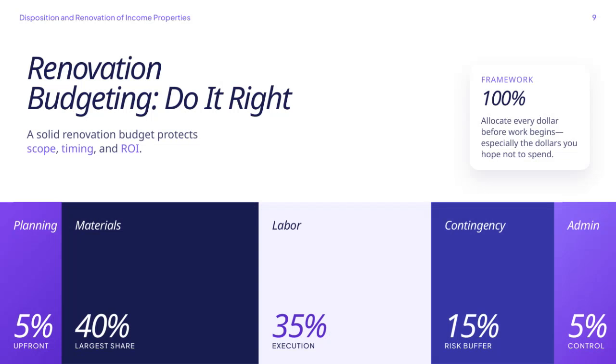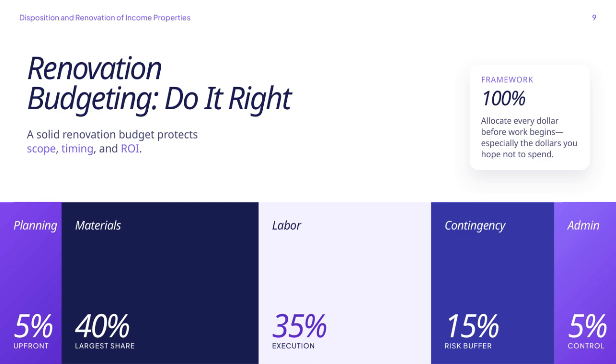When it comes to budgeting for renovations, it's crucial to allocate every dollar before the work even begins, especially those funds you hope won't be spent. A solid renovation budget acts as a protective framework, safeguarding the scope of the project, the timeline, and ultimately the return on investment. Looking at typical budget breakdowns, planning accounts for about 5% upfront.